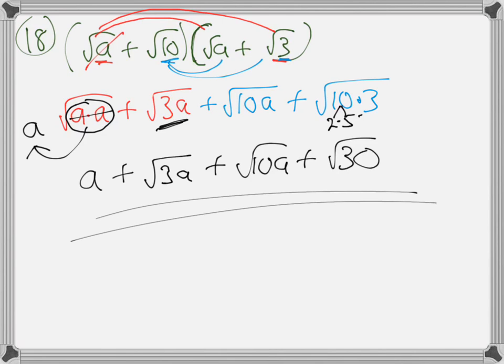None of those can combine. They're not like terms, are they? They're all different kinds of roots. This is a plain A, no root at all. This is a root 3A, which is different than a root 10A, which is different than a root 30. We can't add them or subtract them.